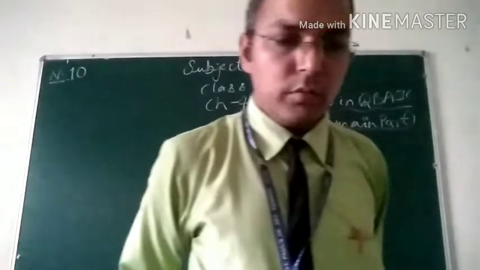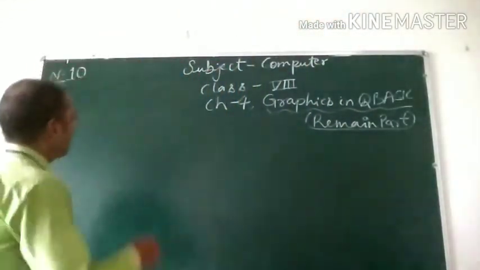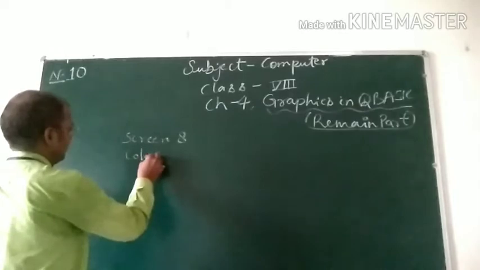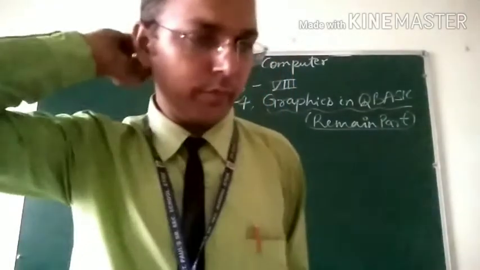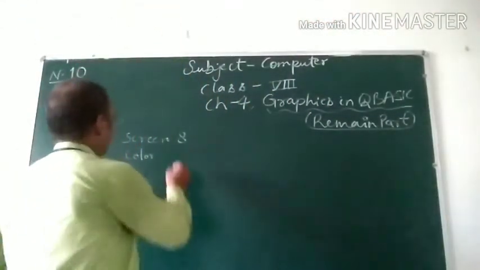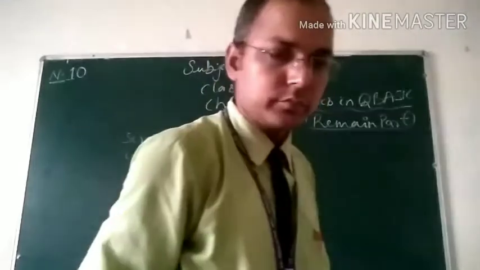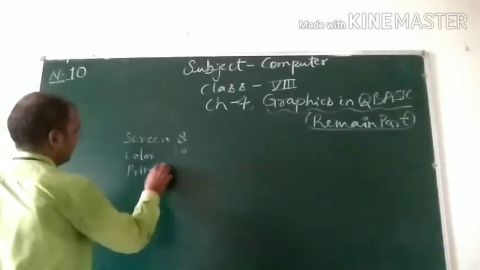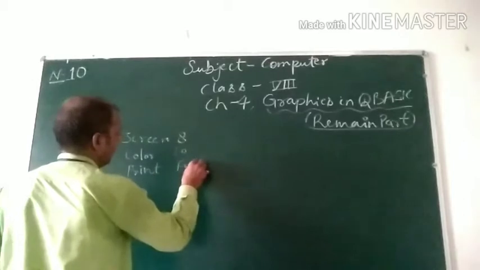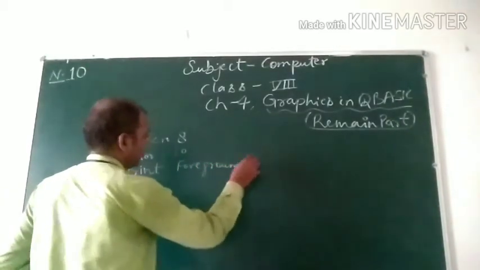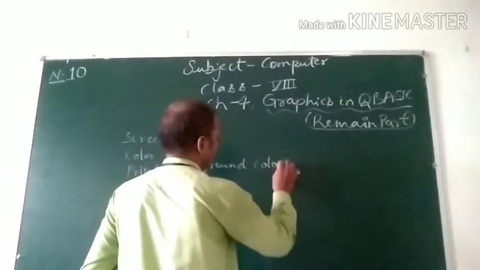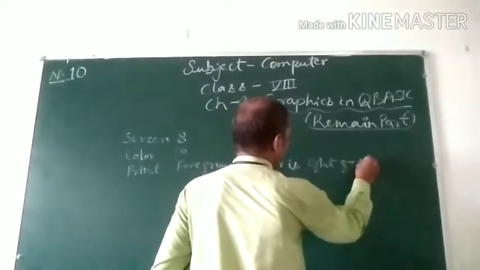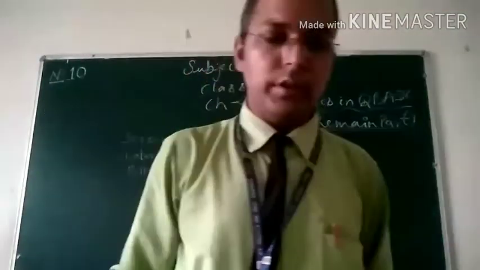To change the foreground color of the text: SCREEN 8, COLOR 10, PRINT "Foreground color is light green".